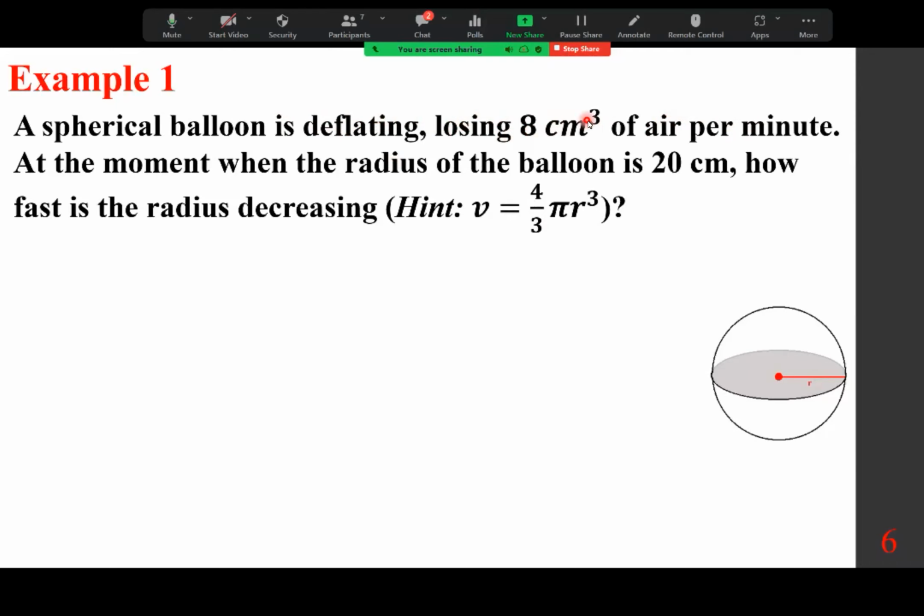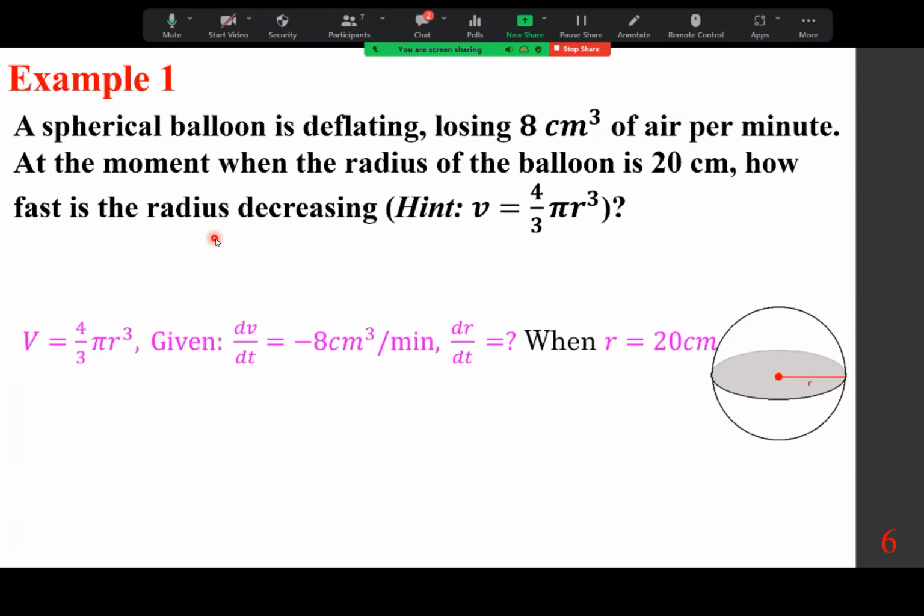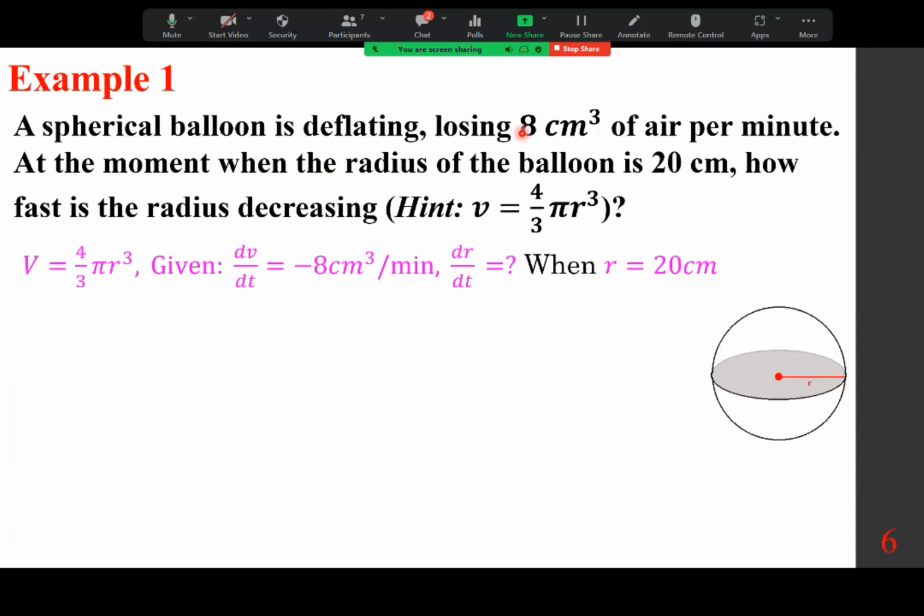And so what are we looking for? We want to translate this. At the moment when the radius is 20 centimeters, when r is 20 centimeters, how fast is the radius decreasing? We want dr/dt. So this whole question becomes translated as follows. This is a piece of information from geometry that you should have. dV/dt is negative 8 cubic centimeters per minute. dr/dt is missing. At what point are we interested in finding that? The numerical value at the moment that r is 20 centimeters.